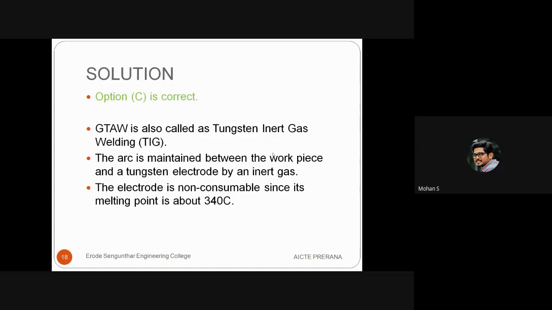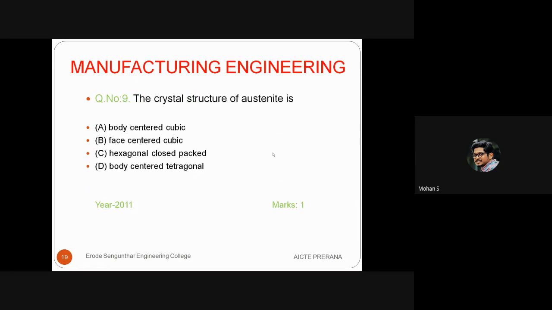The electrode is a non-consumable electrode, since the melting point is above 3400 degrees Celsius. It will never get melted so easily. It will get melted, but it's not easy to melt tungsten. The second point they have given us: the arc is maintained between the workpiece and the tungsten electrode, with an inert gas shielding it. The inert gas helps the weldment not react with the atmosphere. Right. So next question.